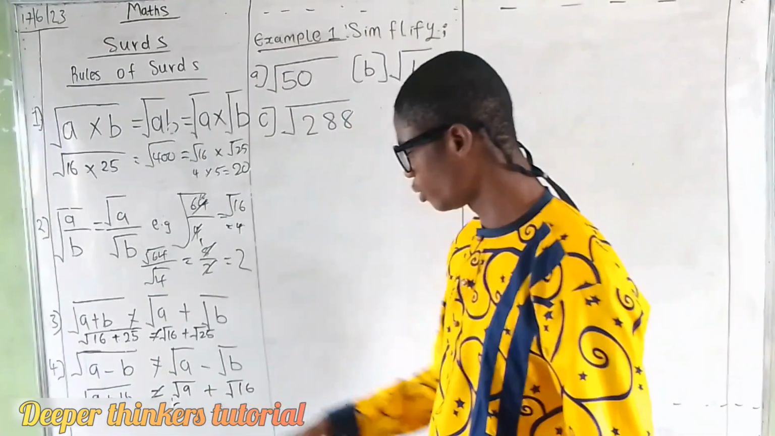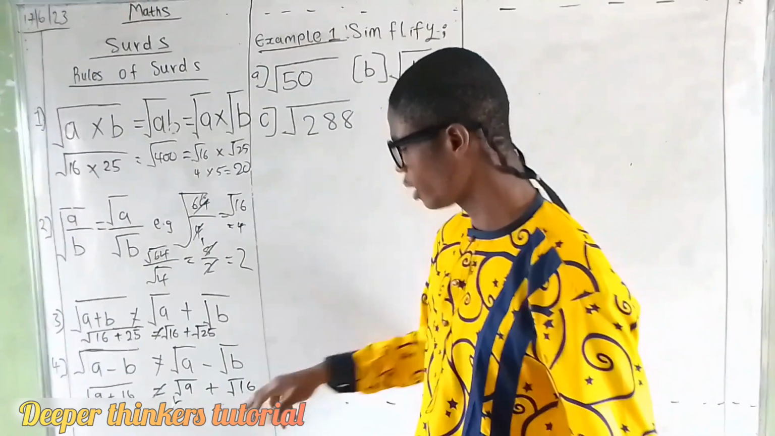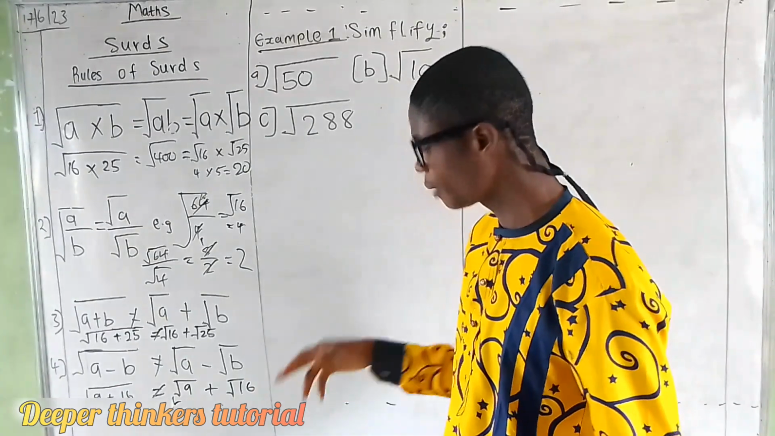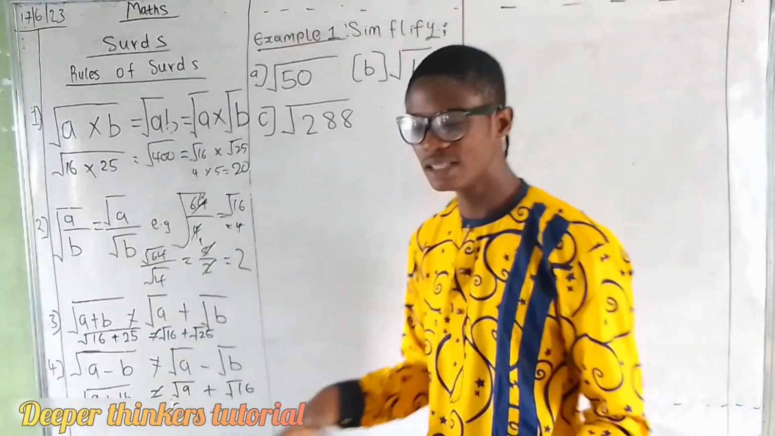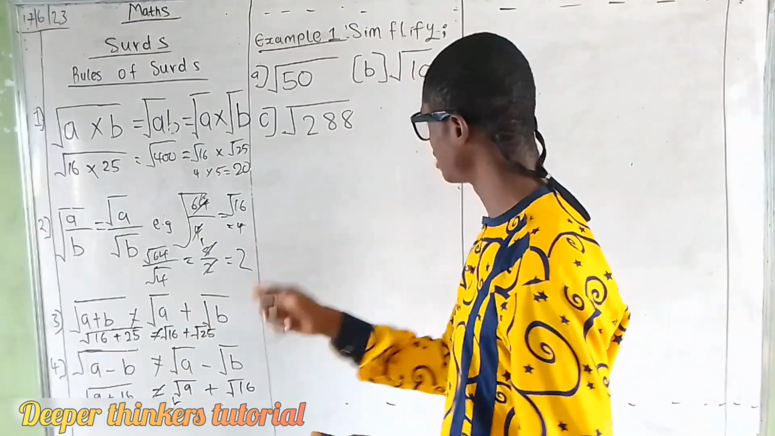But here, when we take the square root of 9, it is 3, and the square root of 16 is 4. 3 plus 4 is 7. So you see it's not equal. That's why the equals sign is cancelled.